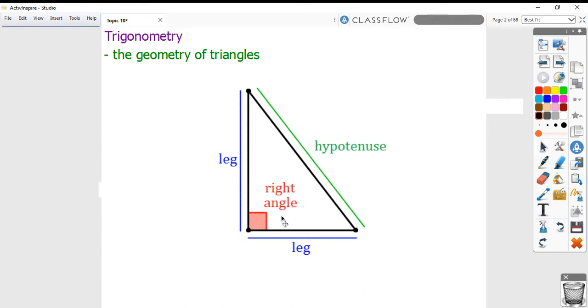So the key feature of that, of course, is the right angle. One corner of a right triangle is a right angle, 90 degrees. That's actually what defines a right triangle: whether it has a right angle or not.